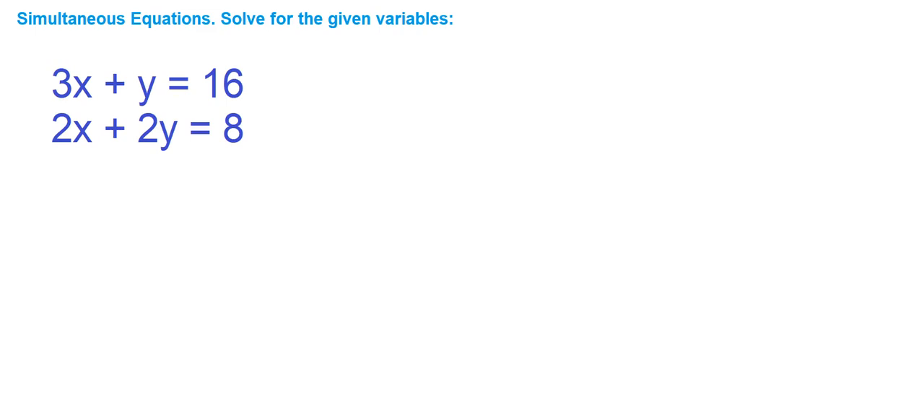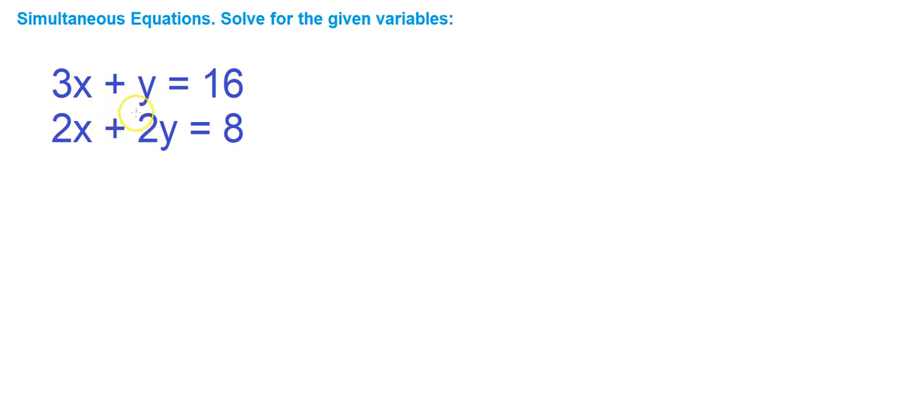Simultaneous equations. Let's solve for the given variables. So we have a slightly different kind of problem here, and we'll get to that when we actually start to solve the problem. What we have to find out is the value of x and the value of y. Now for both equations they are the same value. Okay, so we start solving them like this.